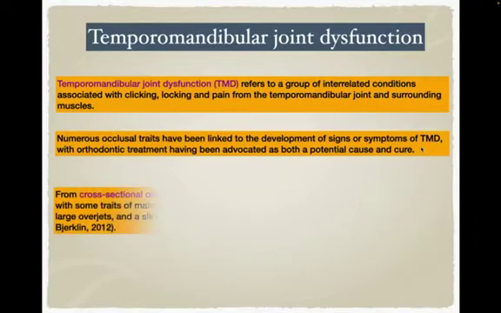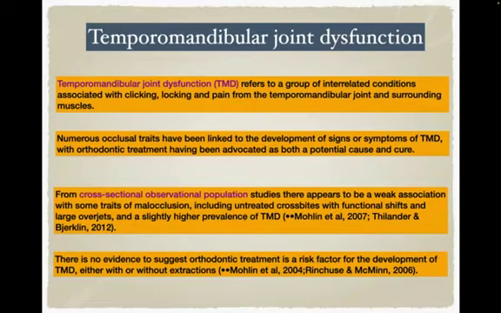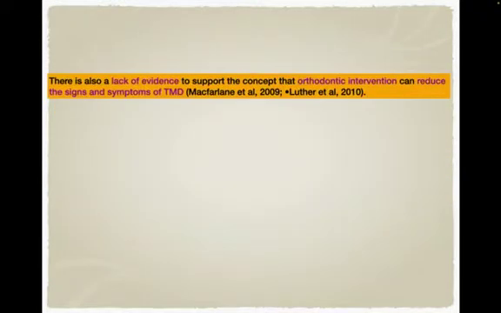will result in TMD. However, cross-sectional studies, observation of the population, have found a very weak association between certain malocclusions like crossbite with displacement, increased overjet, and a higher prevalence of TMD. A very weak connection, not a strong one. And there's no evidence to suggest that orthodontic treatment, even the one associated with extraction, can result in a TMD. So orthodontic treatment, regardless of the mechanism or the mechanics that is used, there is no link that it can cause TMD, so it's not a risk to develop a TMD.